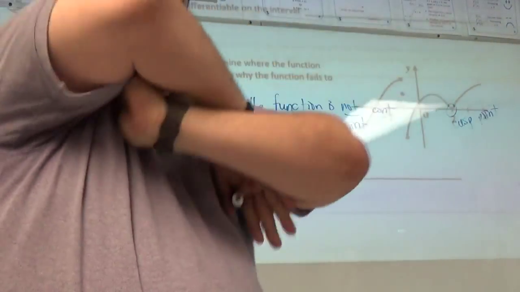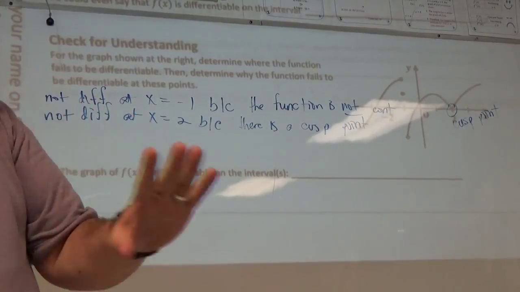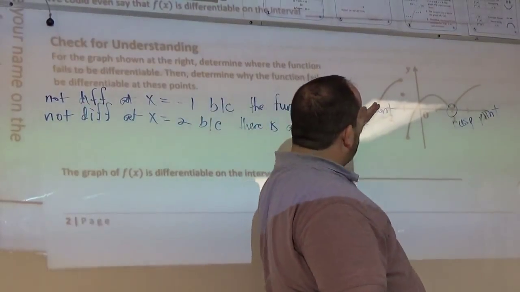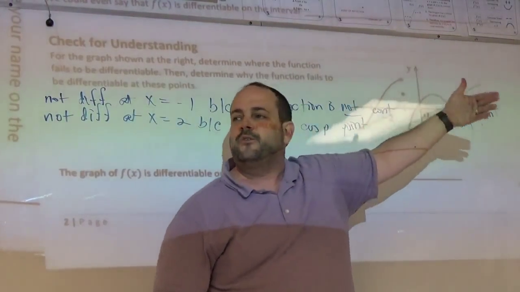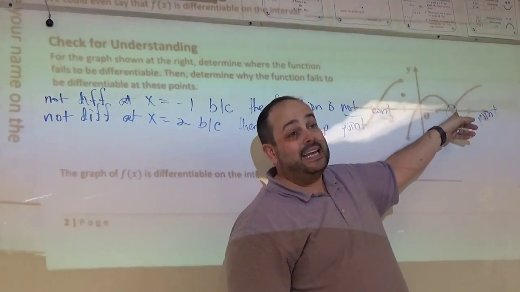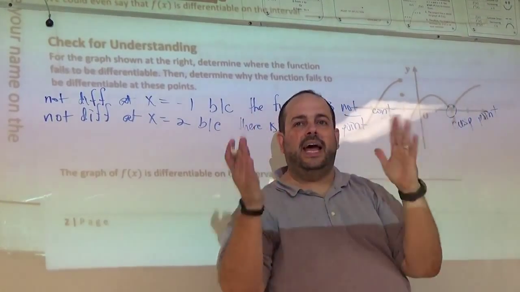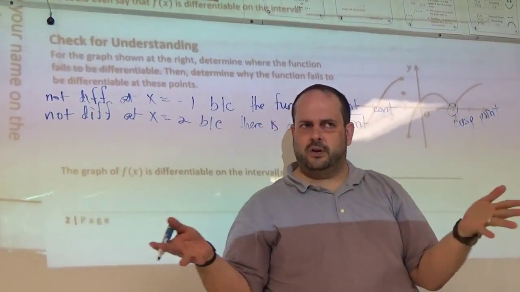What was the other word I gave you for differentiable? It could be smooth. Look at your graph. Where your graph is smooth, it is differentiable. Not continuous here. Certainly not smooth here. It's pointy. Okay, so that's what we mean by not differentiable. We got this under control?